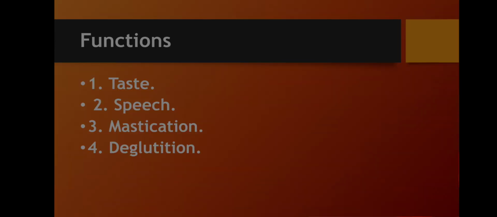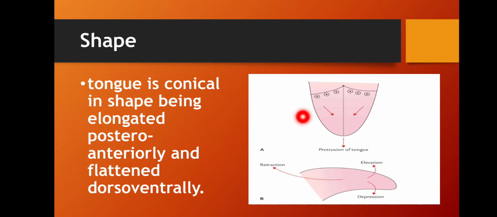Next. If you see, my dear friends, the structure of the tongue is conical in shape, right? The tongue is conical in shape, and it is elongated posteriorly and anteriorly. See, this is the posterior border and this is the anterior border. So it is elongated posterior-anteriorly, right? And next, this is the dorsal surface. The below one is the ventral surface. So dorsoventrally the tongue is flattened.